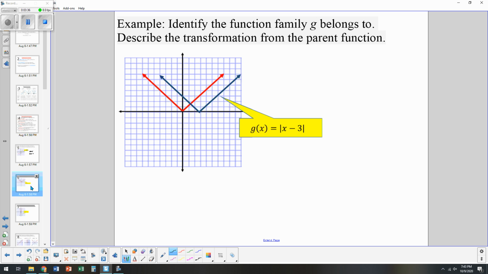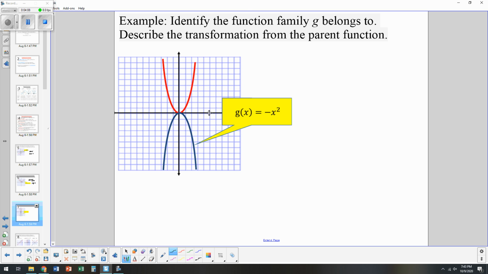This one looks like a V, so this one is absolute value. All right, notice it's x minus 3. Both parts are inside the absolute value bars, which means it's being applied to the x. So minus 3 means to the right 3, and we could check that here. Our vertex, or the point of the V, moved 3 places to the right. So that is the transformation from the parent function.